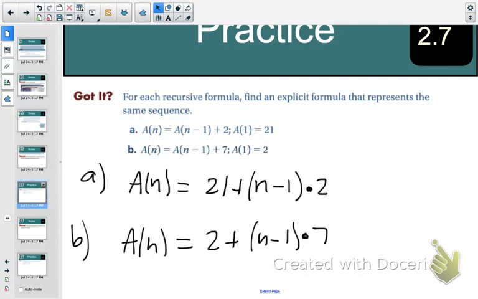Okay, so for the first one, your first term is 21, common difference is 2, so 21 plus n minus 1 times 2. For B, our first term is 2, so that goes here. Our common difference is 7, so 2 plus n minus 1 times 7, and that would be the explicit formula. Recursive has two parts. It says a_n equals a_(n-1) plus something, and then it also states the first term. The explicit only has one equation, which looks like that.